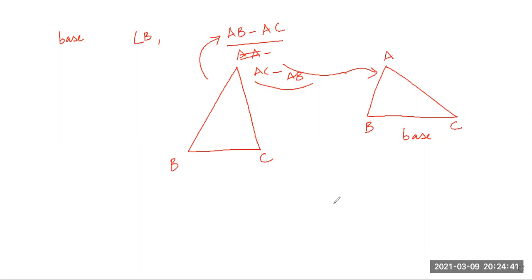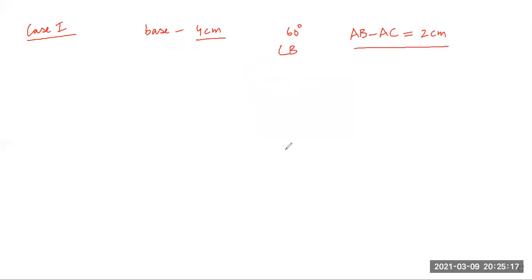Let's do one by one, and let's understand the trick, how we can understand by which method we will do the sum. So now students, you see case one. Let's be particular. Let's say base is given, base is 4 centimeter, and base angle is 60 degree. Let's say that angle is B. Now he says AB minus AC is equal to, let's say, 2 centimeter. How do we do this?